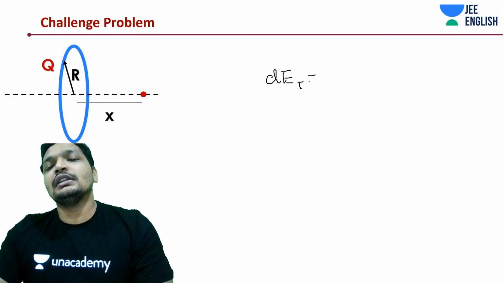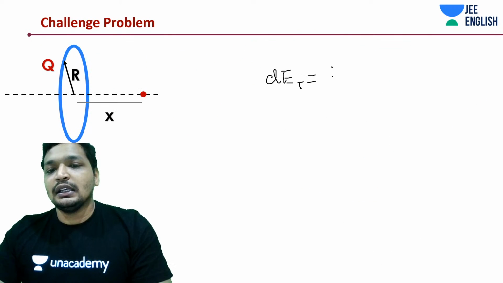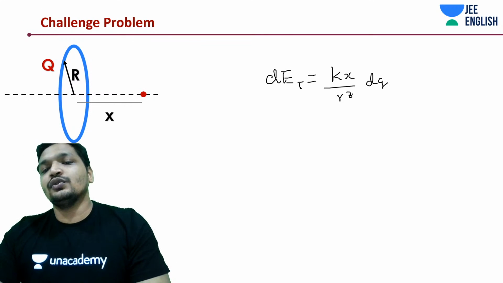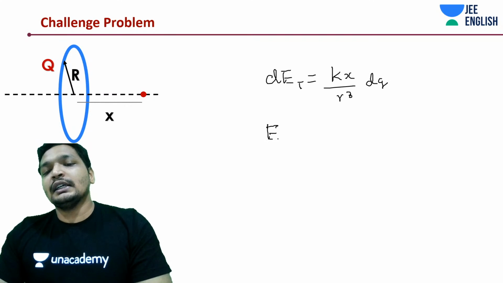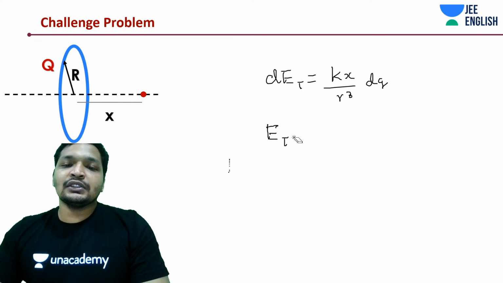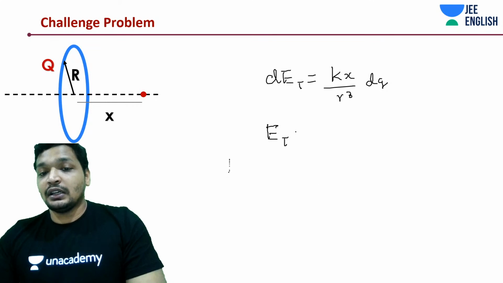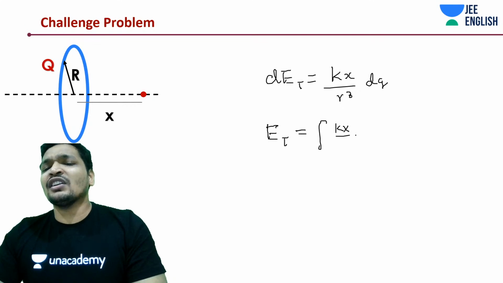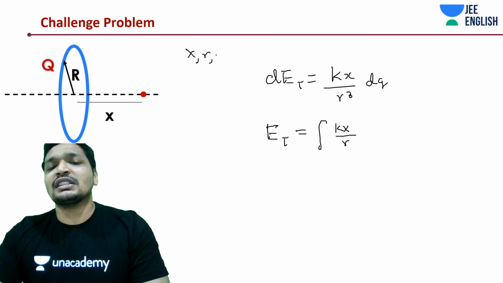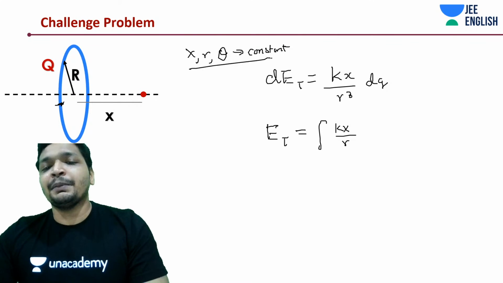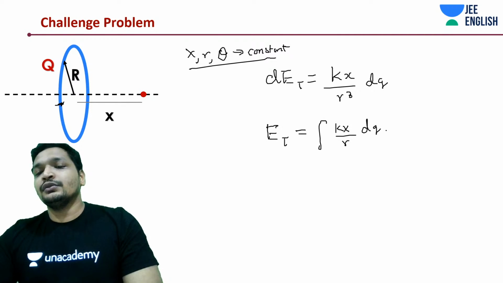E total is equal to k into x by r cube into dq. Total field is as simple as that. Wasn't it the simplest thing, students? Everything that we have done until now is simple because integration is simple. Basically we found the math to be simple, because x is constant, r is constant, theta is constant. For every single element it's constant. Hence it is simple. Understand that point.